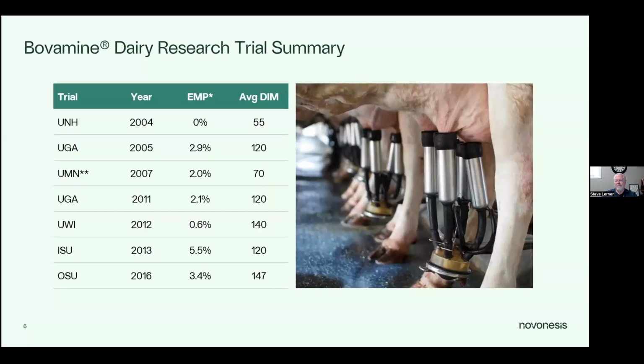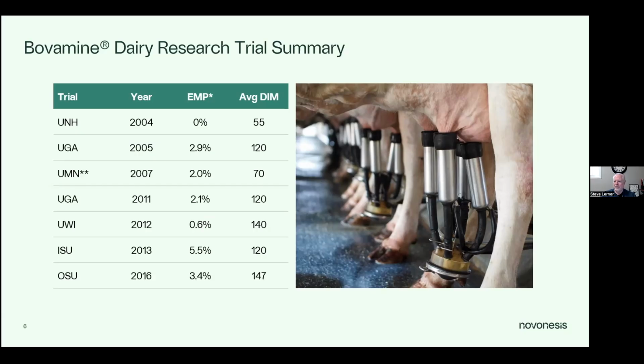If I step back and now look at the individual probiotics that go into the making of Bovamine Dairy Plus, I'll start with some research trials on Bovamine Dairy, share with you some of those results. You can see these trials were done at universities. We believe in full transparency.